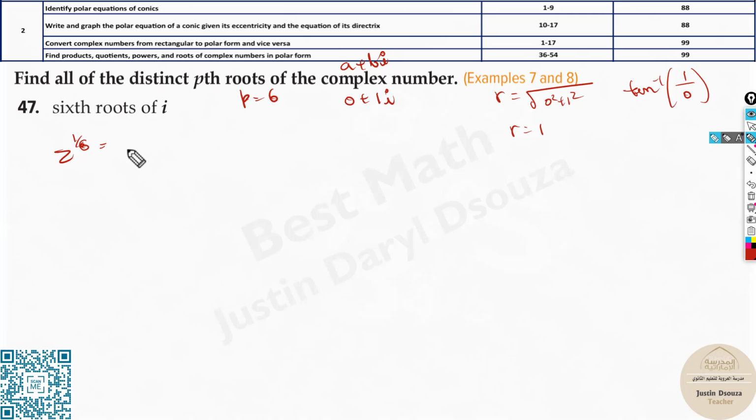Here, what we do is, okay, this is pi by 2. We got the angle theta as pi by 2. So we know the radius now and the angle is done. Now let's write it in the formula.